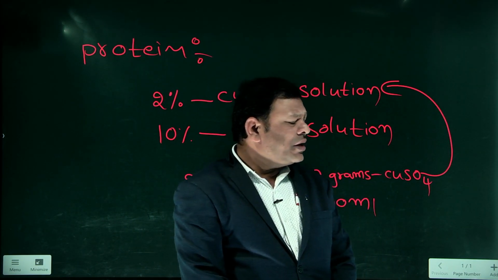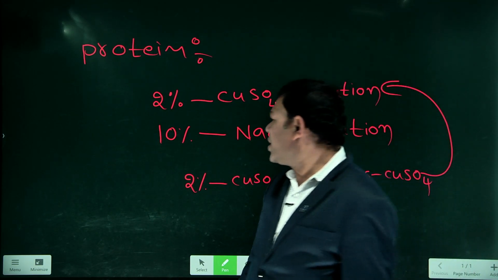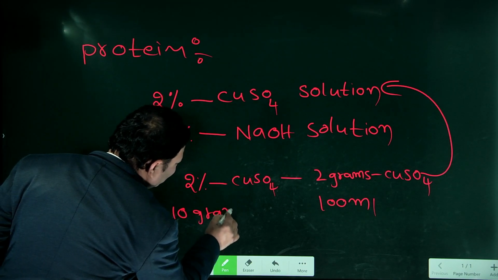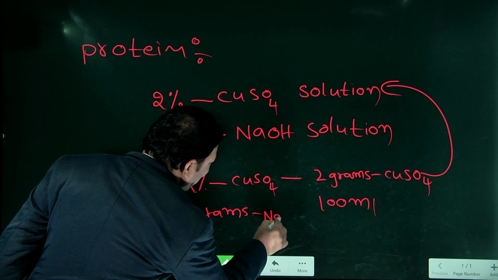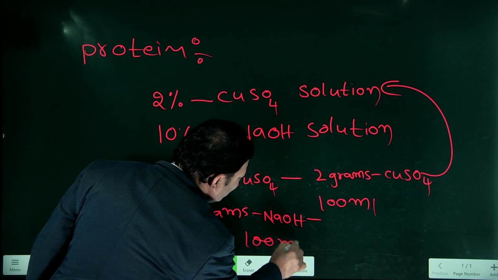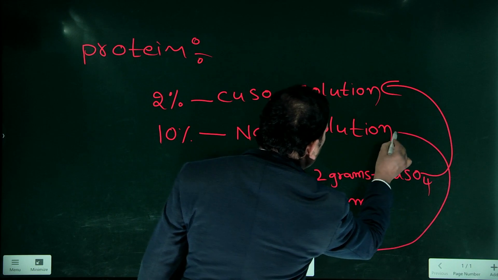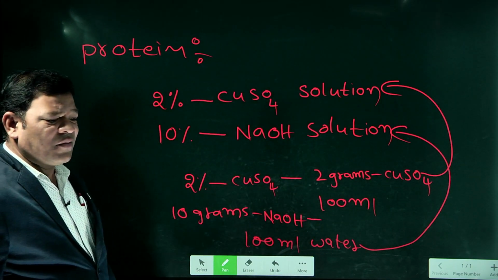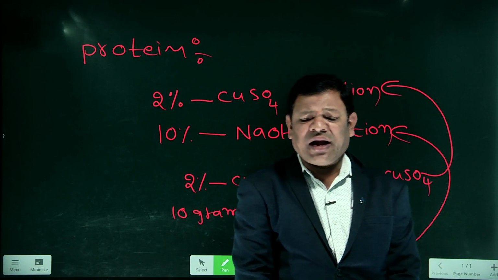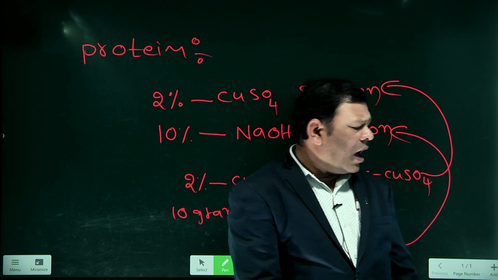Okay. Now for 10% sodium hydroxide solution, you take 10 grams of sodium hydroxide and add 100 ml of water. Then you have made the 10% sodium hydroxide solution. Is it clear? Yes, sir.